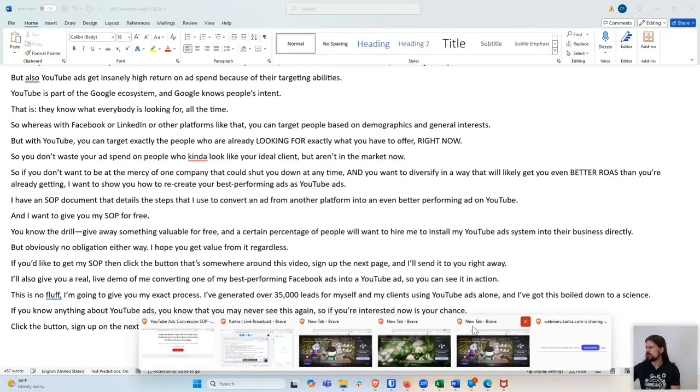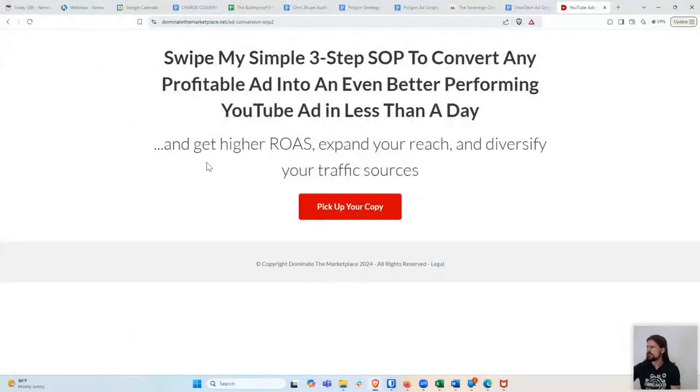Okay, and then I'm going to look at my page. And it says, swipe my simple three-step SOP to convert any profitable ad into an even better performing YouTube ad in less than a day. Get higher ROAS, expand your reach, and diversify your traffic sources. Okay, so the wording in this is a little bit different, and I might actually change this slightly, but overall, I think that's pretty good. I'm pretty happy with that. And if anybody has opinions or suggestions, I'm more than happy to hear them.